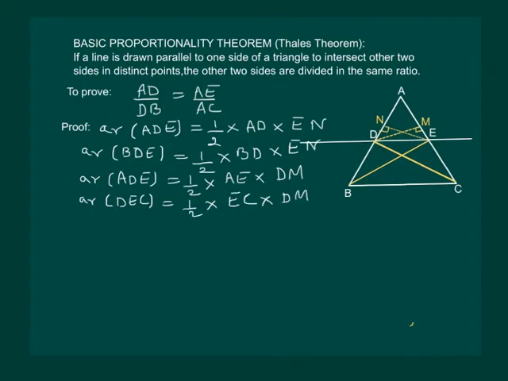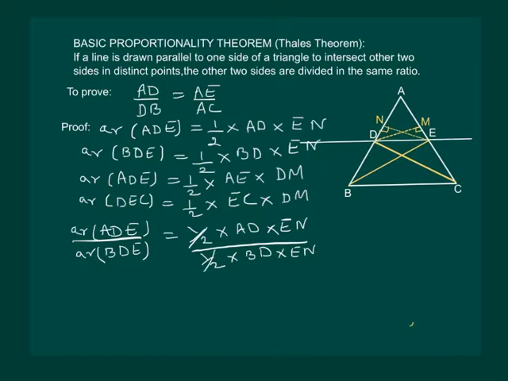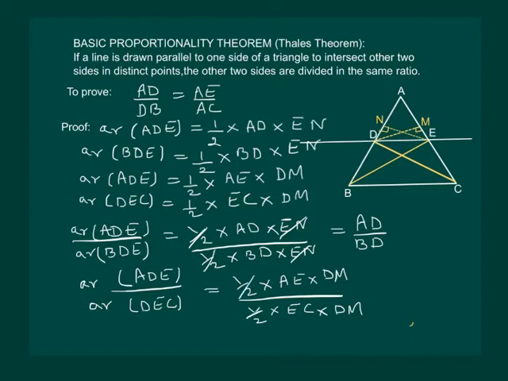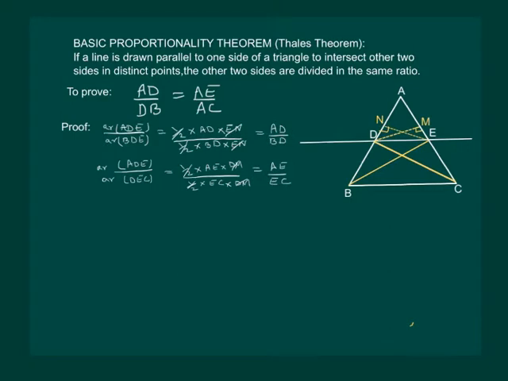We now take the ratio of area of triangle ADE by area of BDE, in which half gets cancelled, EN gets cancelled, and we get AD by BD. Similarly, we can take the ratio of ADE by DEC, which comes out to be AE by EC. Let us mark these two equations as 1 and 2.